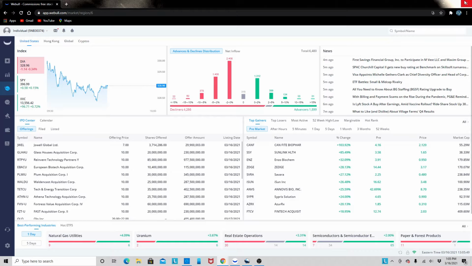Today is March 16th, 2021, and currently the Dow is down 0.33%. The S&P 500 is up 0.17%, and the NASDAQ is up 0.75%. So let's get into the stock we're taking a look at today. Today we are going to be looking at Microsoft.